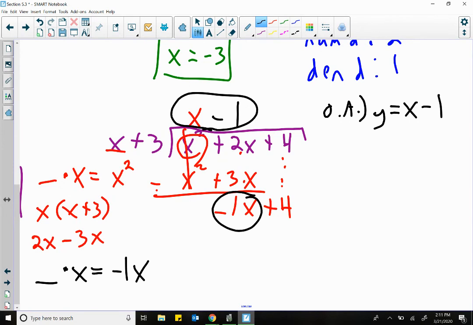Again, we don't care about anything else from there on out. All right? So there is our oblique asymptote. And you would say that you do not have a horizontal asymptote. And that wraps up 5.3.